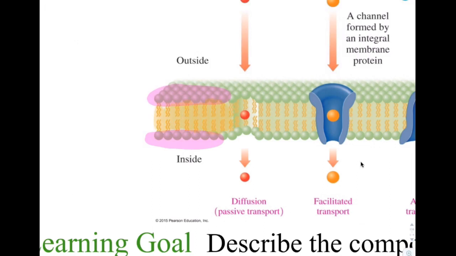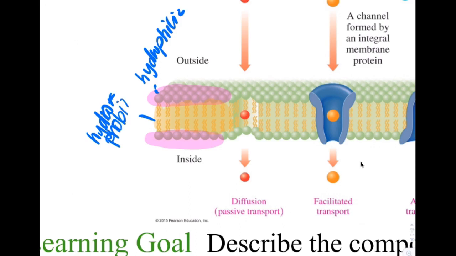So this is hydrophilic, meaning water loving, and this in here is hydrophobic, meaning water afraid. It's afraid of water. So it'll form this little layer, and this gives us this shielding of our cells from the outside environment.